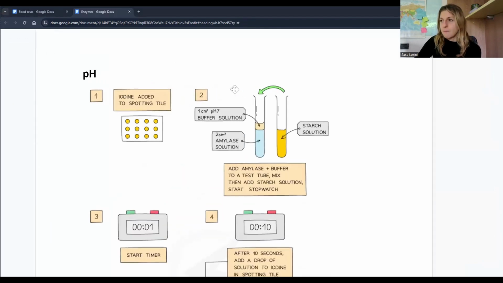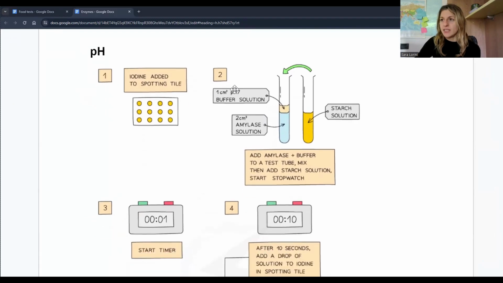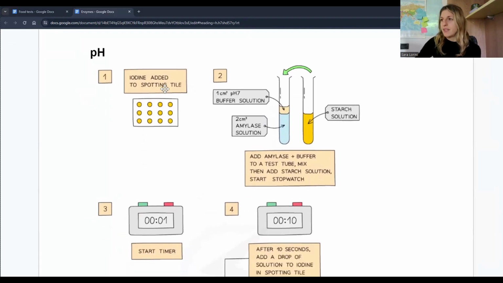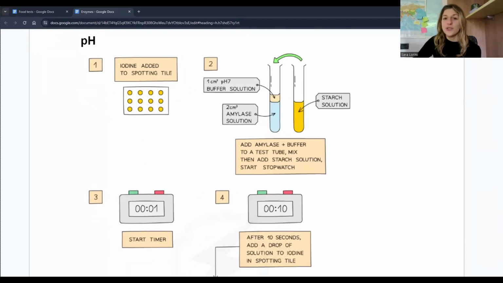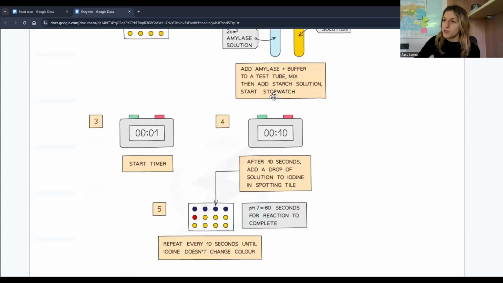Okay, now let's see the difference. Iodine is added again to the spotting tile. We have a buffer solution. It's extremely important to remember this. To control the pH, you need to use the buffer solution, okay? Because this is a solution that maintains a specific pH. We add the buffer solution to amylase. Then we add the starch solution and start the stopwatch.